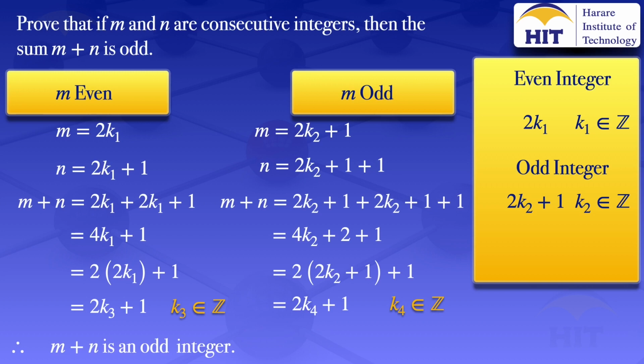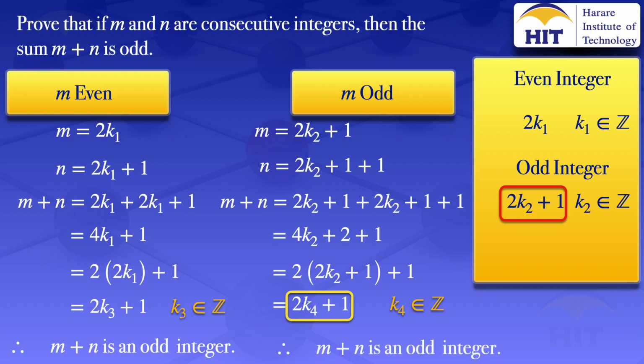And if k4 is an integer, if we look at the expression that we have here, 2k4 plus 1, and the form of odd integers there, 2k2 plus 1, we see that 2k4 plus 1 there is of the form of odd integers. So we can say that 2k4 plus 1 there is an odd integer. And if that highlighted part is an odd integer, then we can conclude that m plus n is an odd integer. So in this case, we are having for both cases, when m is even and when m is odd, m plus n is an odd integer. So this was a proof by cases.